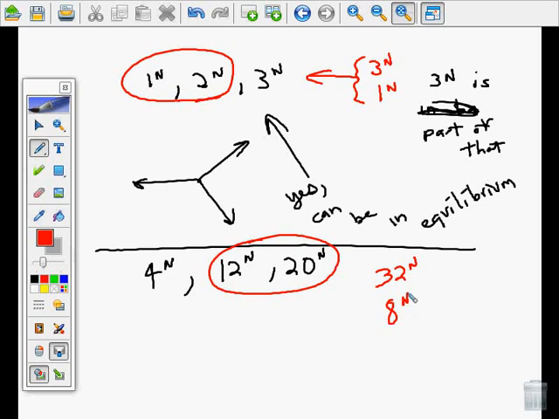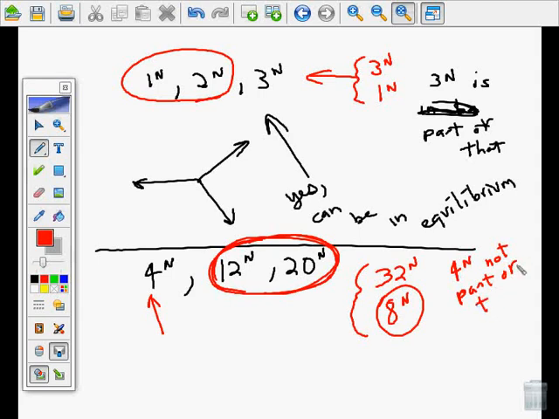So is it possible that a 4 newton force balance out these two that have a resultant between 8 newtons and 32 newtons? And the answer is no. 4 newtons cannot balance these two out because the smallest these two could be is 8 newtons. So there's no way a 4 newton force could balance them out. So since 4 is not in between 8 and 32, this is not a situation where the forces are in equilibrium.